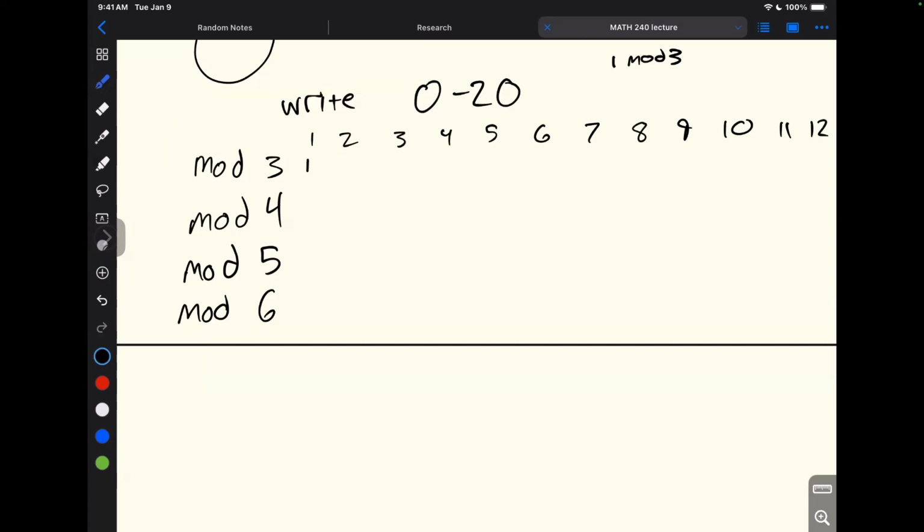If we divide 2 by 3, 3 goes into that 0 times. The quotient is 0. The remainder is 2. We divide 3 by 3. The quotient is 1. The remainder is 0. We divide 4 by 3. The quotient is 1. The remainder is 1. We divide 5 by 3. The quotient is 1. The remainder is 2. We divide 6 by 3. The quotient is 2. The remainder is 0.